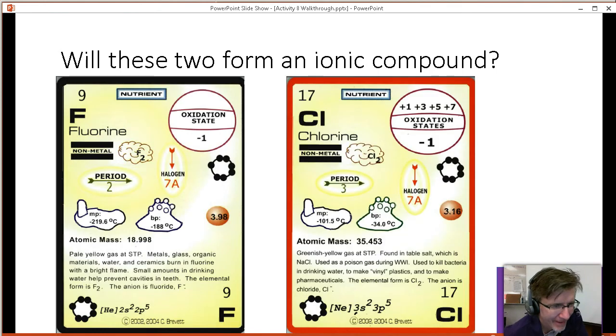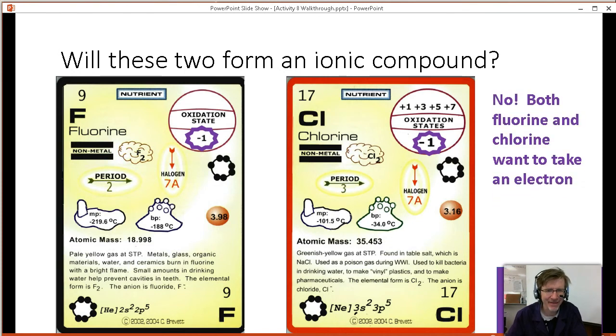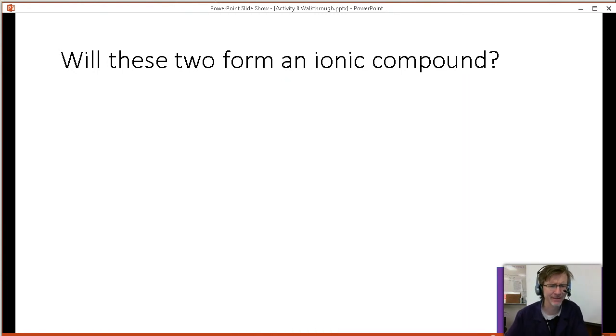Fluorine and chlorine. Alright, I'm looking at them here. Well, I see ones. Fluorine wants to get an electron. Chlorine wants to get an electron. These guys are not going to dance together. If they both want to take an electron, there's no giving in this relationship. There's just taking. That just does not work.